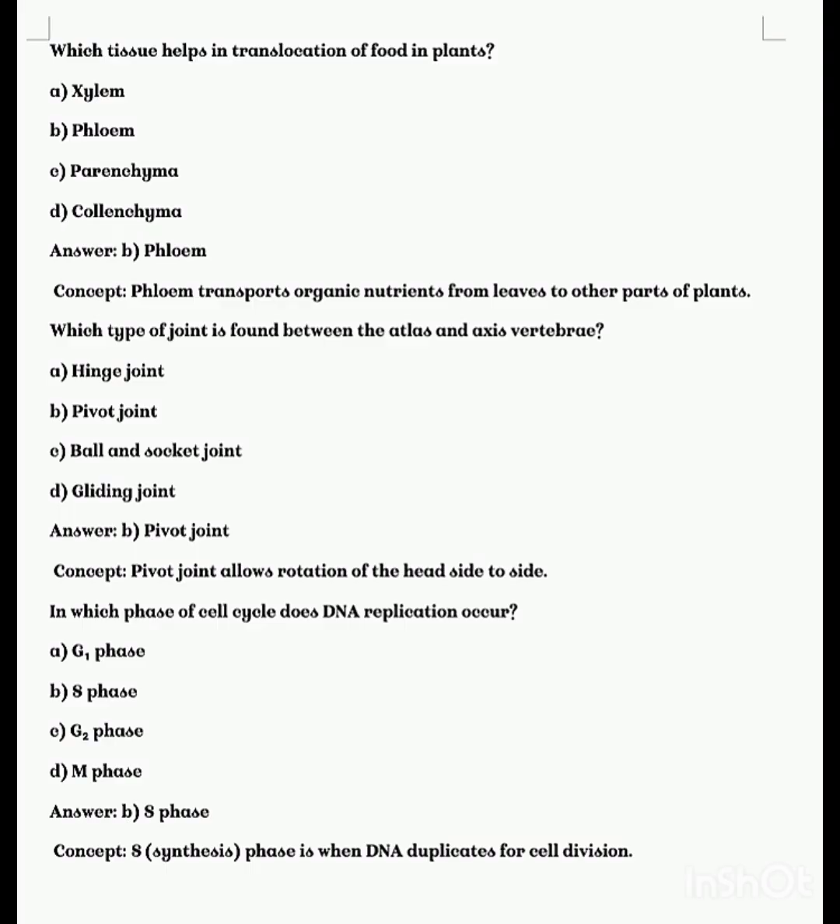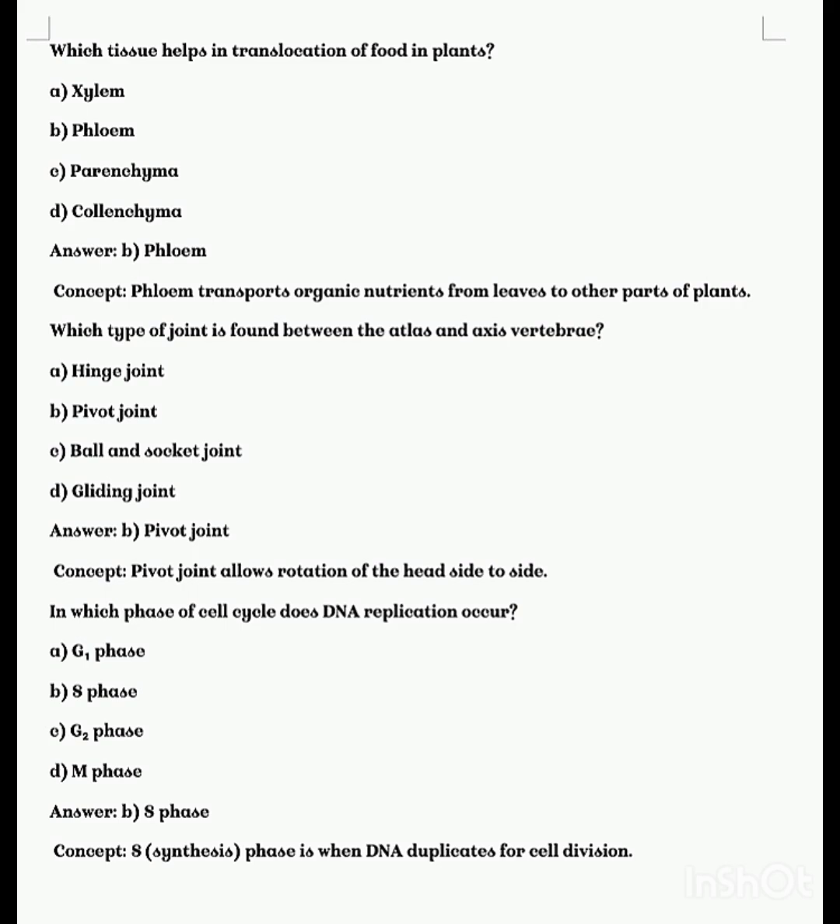Which tissue helps in translocation of food in plants? A. Xylem, B. Phloem, C. Parenchyma, D. Collenchyma. Answer B. Phloem. Phloem transports organic nutrients from leaves to other parts of plants.